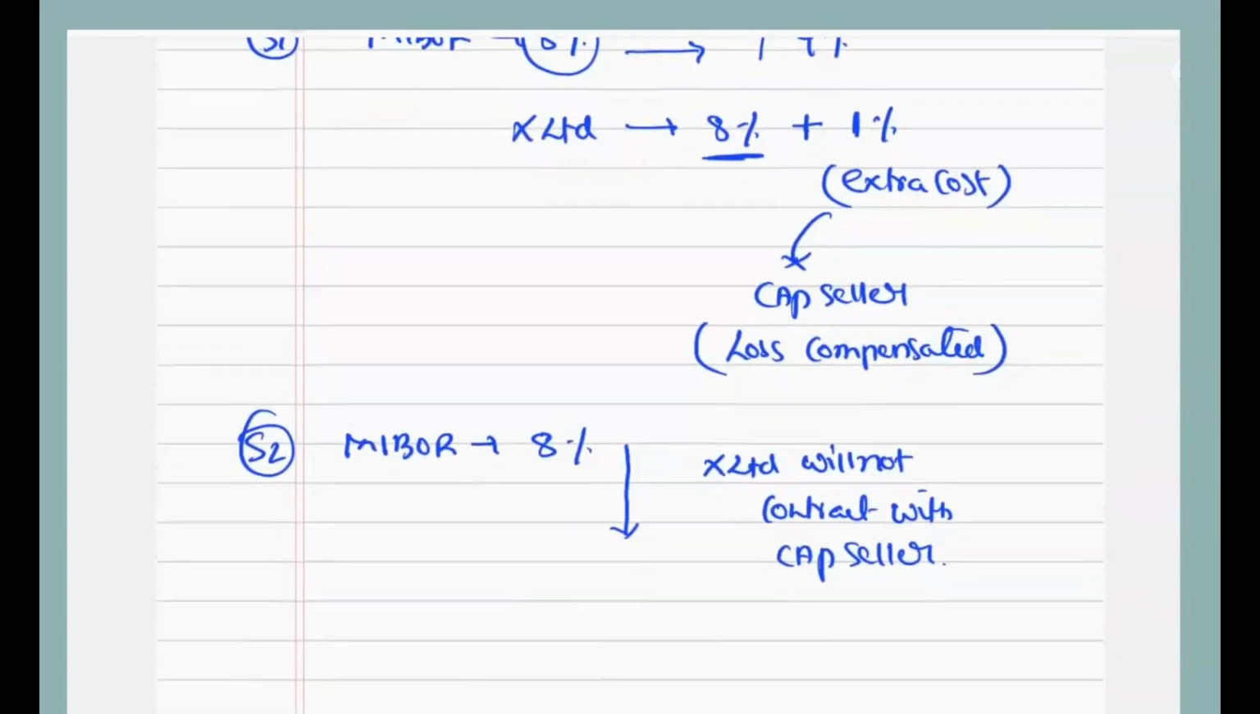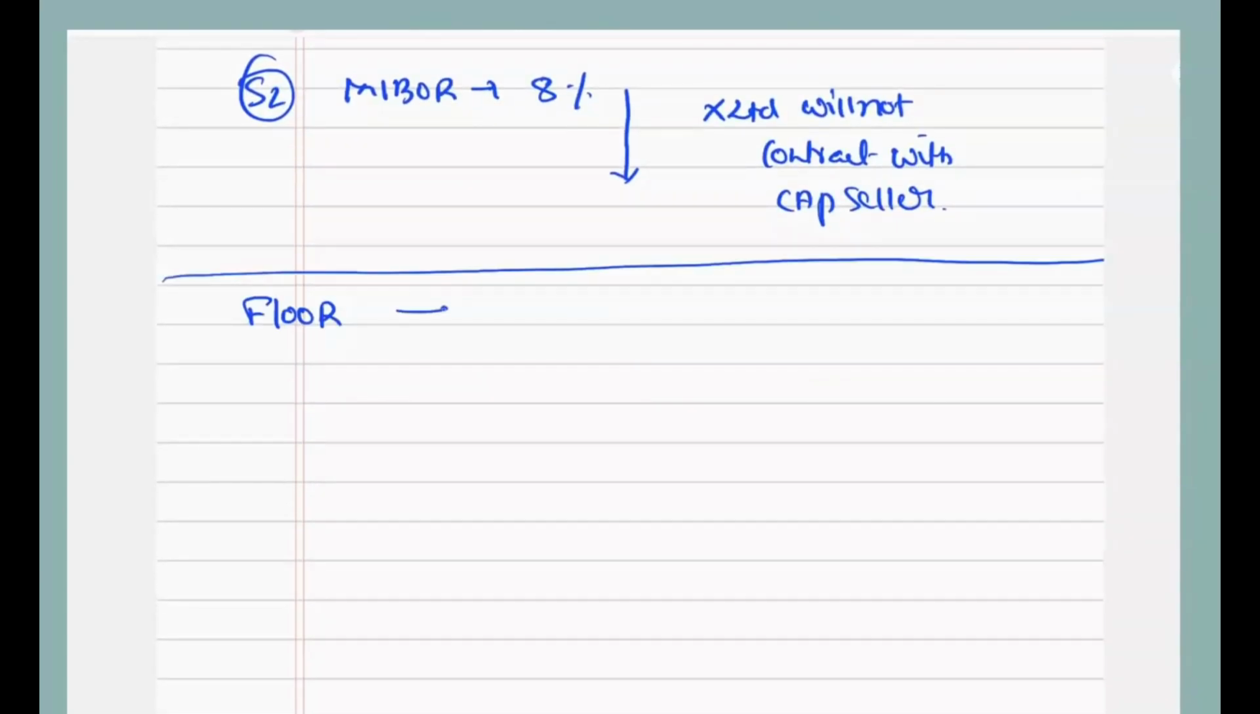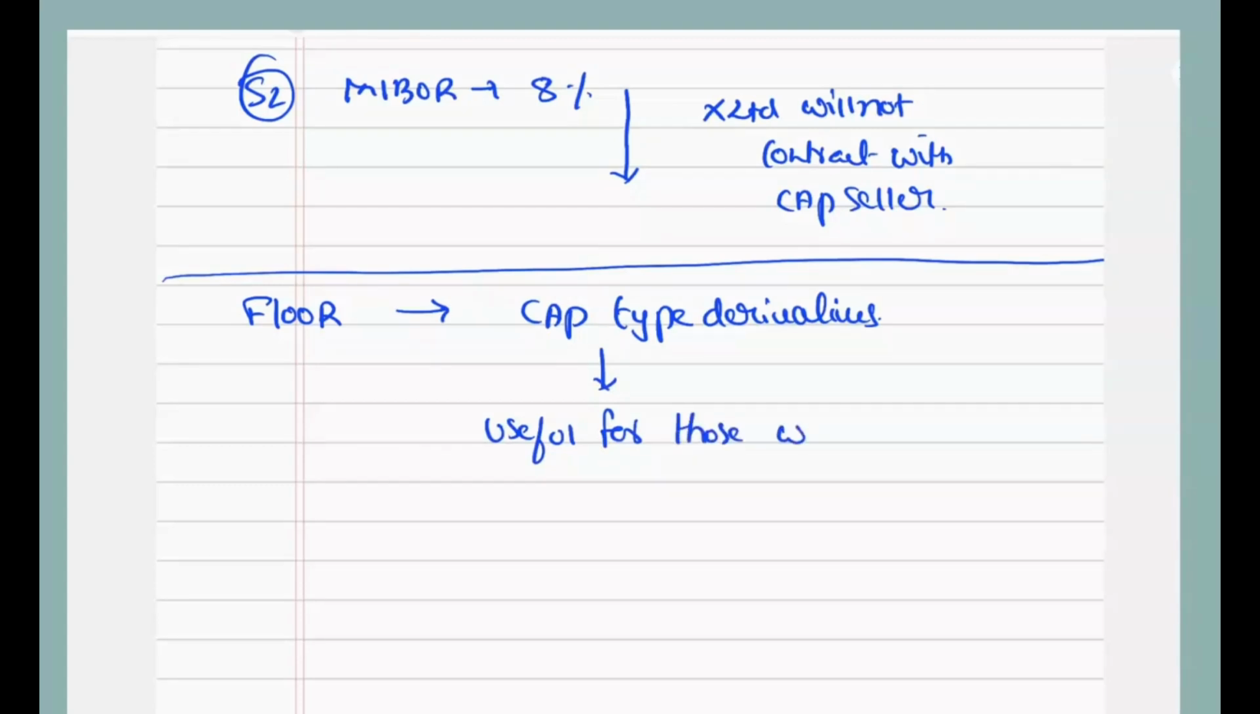So next comes the concept called floor. What is a floor? It is also a cap type derivative, right? And for whom is it applicable? It is useful for those who deposit or lend money. This type of option derivative is mostly used by the person who is depositing the money or who is lending the money.